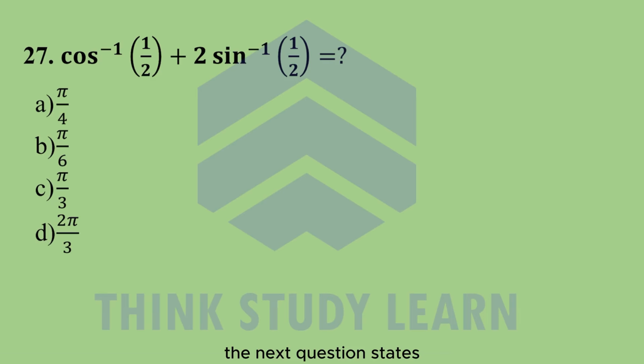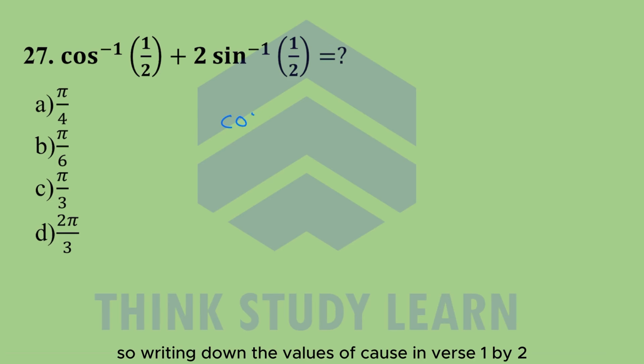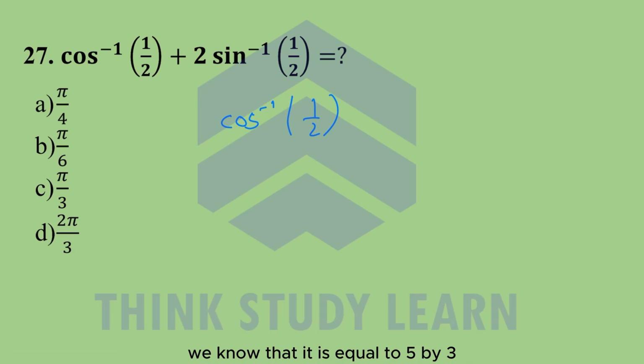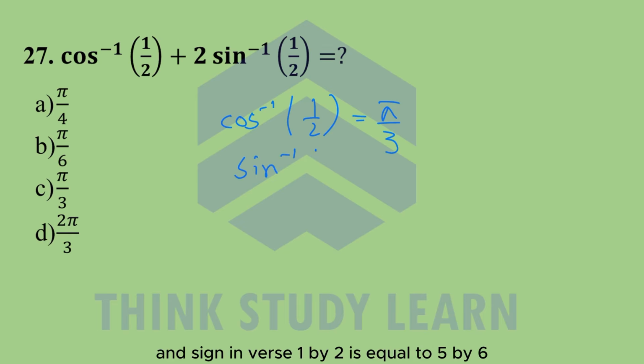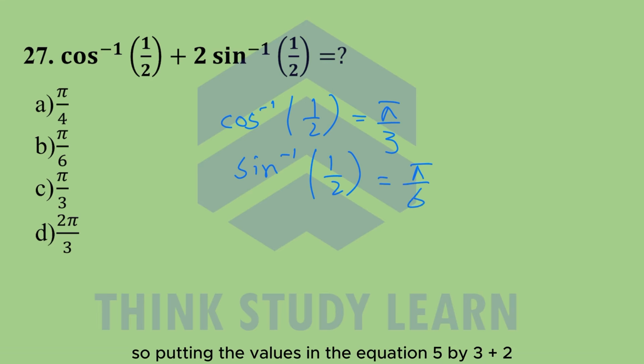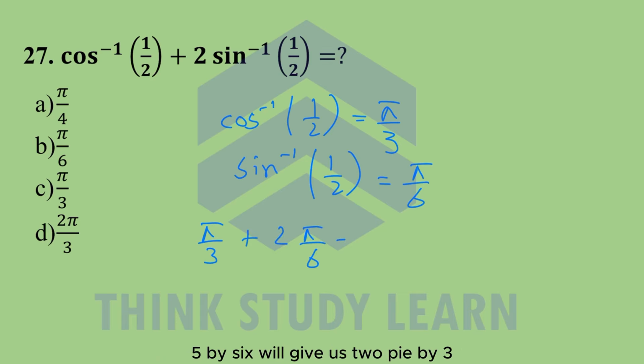The next question states find the value of cos inverse 1 by 2 plus 2 sine inverse 1 by 2. So writing down the values, we know that cos inverse 1 by 2 is equal to pi by 3 and sine inverse 1 by 2 is equal to pi by 6. So putting the values in the equation, pi by 3 plus 2 pi by 6 will give us 2 pi by 3. So D option is the right answer.